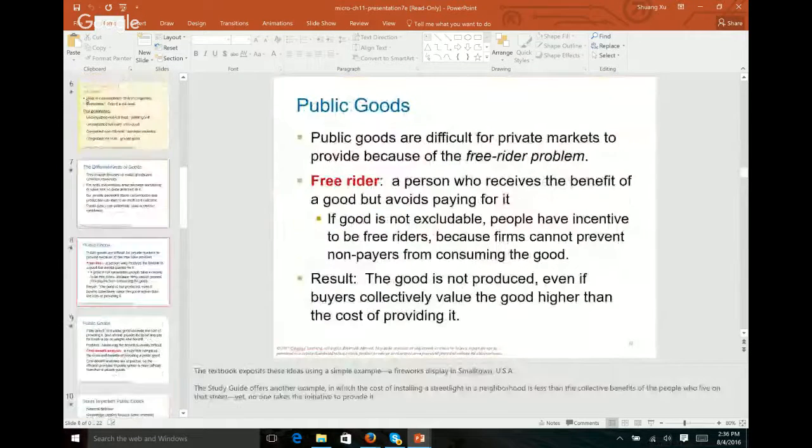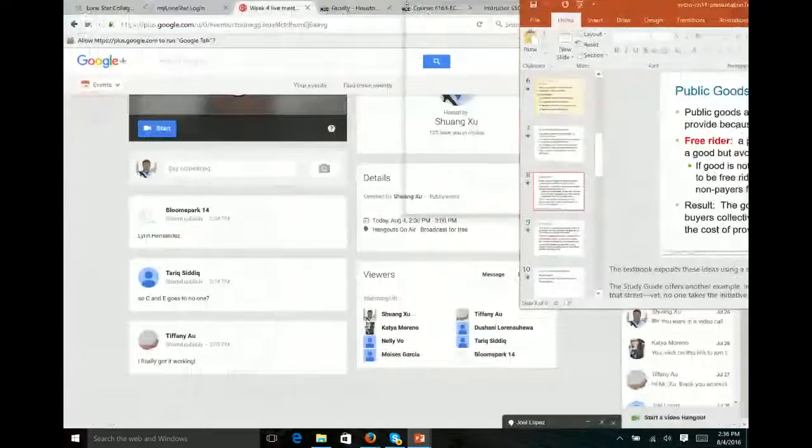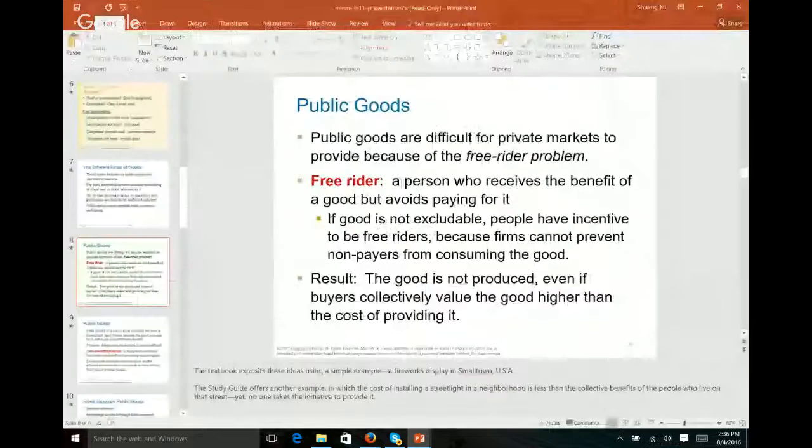Okay, know what a free rider problem is? A free rider is anybody who enjoys the benefit but doesn't pay for the good. Now, everybody watches PBS, everybody listens to NPR, but if you don't pay for it, you are a free rider. Or you can also call them freeloaders. Same thing. Free rider, freeloader, same thing. A person who receives benefit but doesn't pay for it.